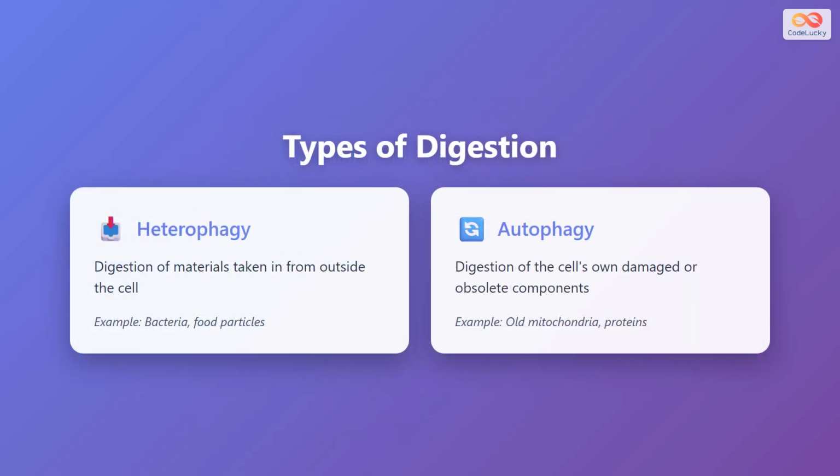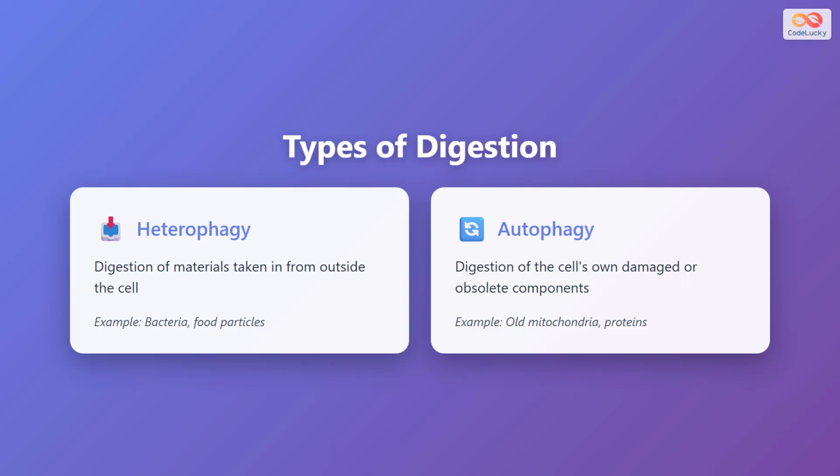Lysosomes carry out two main types of digestion, each serving a different purpose. The first type is heterophagy, which involves digesting materials that come from outside the cell. When a cell takes in bacteria, food particles, or other external materials through endocytosis or phagocytosis, lysosomes fuse with these materials and break them down. This process is especially important in immune cells that need to destroy invading pathogens.